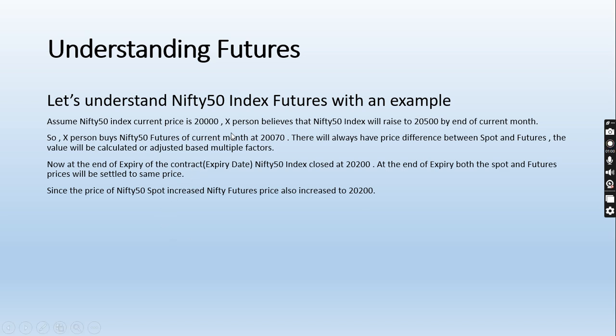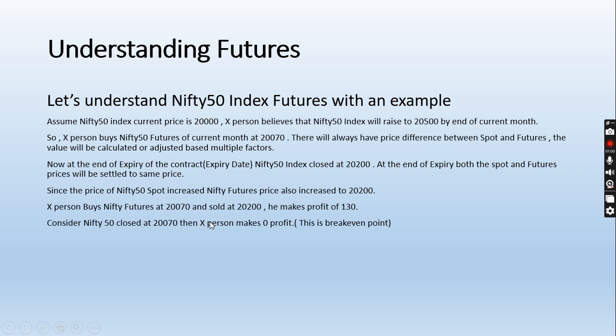So as we mentioned, there is a move of 200 points in the spot price and the future also made a move, and both close at 20,200 rupees. Now let's consider how much profit person X made. Since he bought Nifty futures at 20,070 rupees and sold at 20,200, he made a profit of 130. Even though the market made a move of 200 rupees, the person makes a profit of 130. That is because of the premium value.